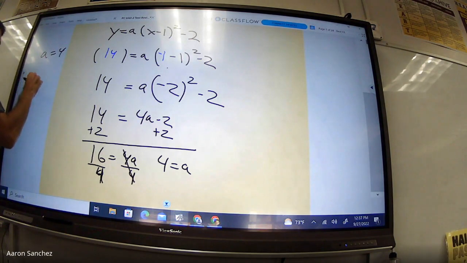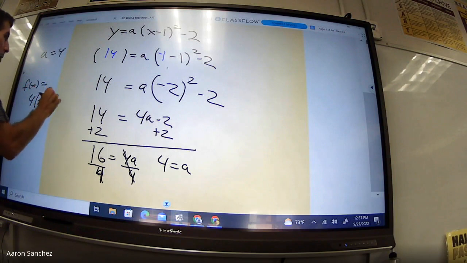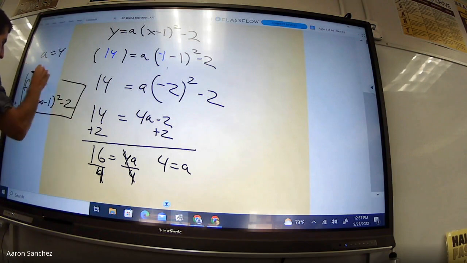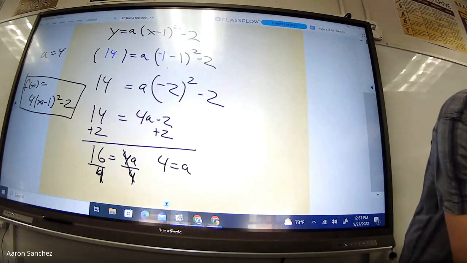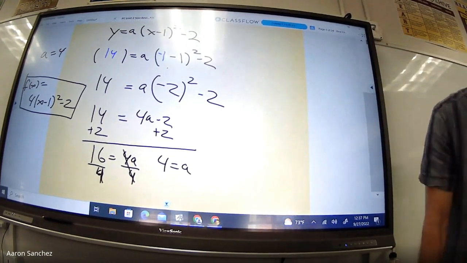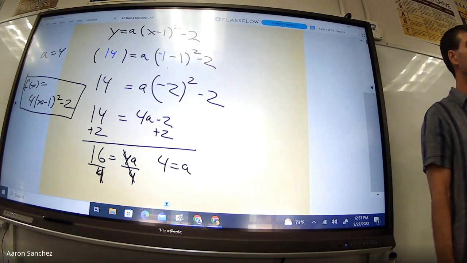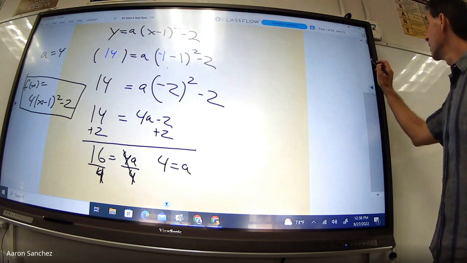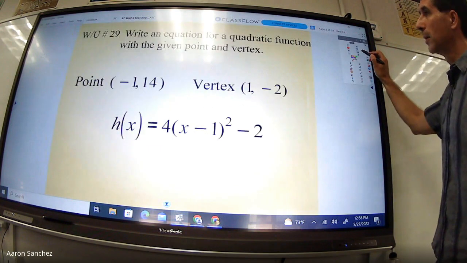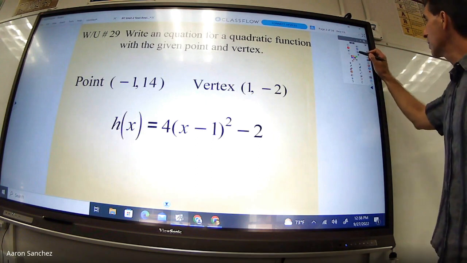Which means I plug 4 back into my equation. Want to sound sexy? Let's say f of x. If you put y, I wouldn't mark it wrong. f of x equals 4 times x minus 1 squared minus 2. Yes, I am still here. You guys cool? Okay, so practice that a couple times. Start with the most difficult questions first. And boom. Okay, so there's the answer.